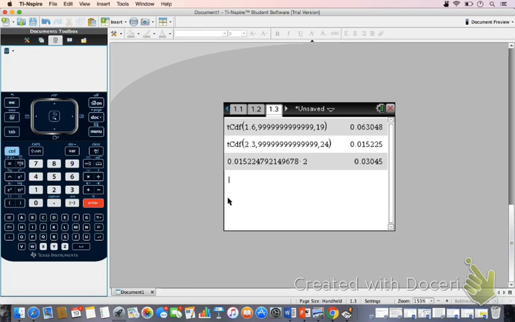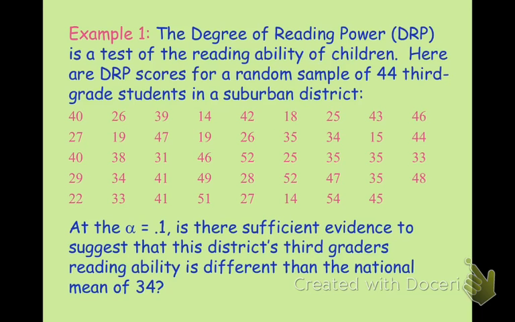All right, we really recapped everything you need to know about a hypothesis test, so let's put it all together and do an example. For this example, we're going to look at the degree of reading power, or the DRP test. You guys probably took this test when you were in the 3rd grade as well. This is a test given to 3rd grade students to test their reading ability.